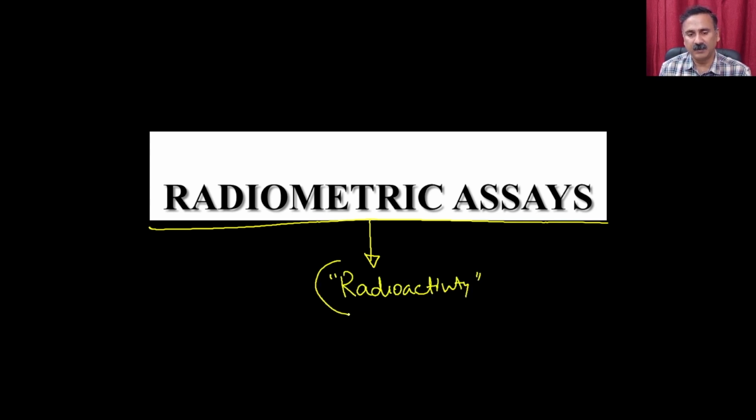As the name suggests, the radiometric assays are the assays where you are going to use radioactivity as the monitoring substance, right? Just as we discussed the photometric assays in terms of absorption, excitation and all those kinds of phenomena, in the radiometric assays you are going to measure the radioactive counts.